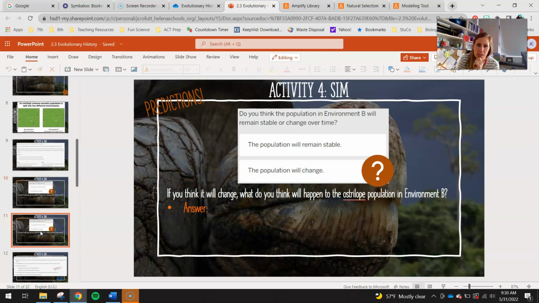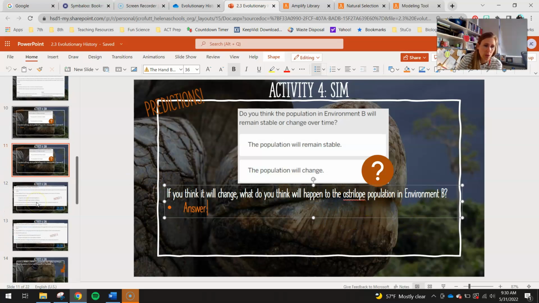Okay, prediction for B: do you think the population in environment B will remain stable or change over time? Again, circle your answer there. And then if you think it's going to change, what do you think will happen to the australope population? So what specific change are we going to see in the australopes?